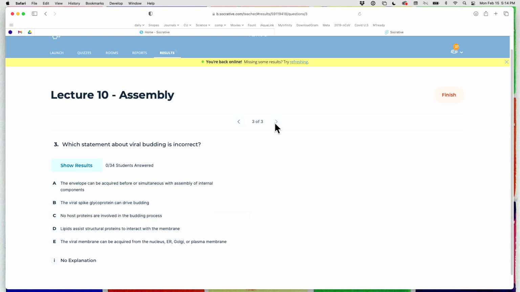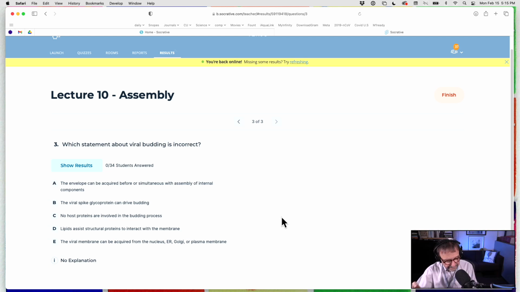All right, our last question is, which statement about viral budding is incorrect? A, the envelope can be acquired before or simultaneous with assembly of internal components. B, the viral spike glycoprotein can drive budding. C, no host proteins are involved in the budding process. D, lipids assist structural proteins to interact with the membrane. E, the viral membrane can be acquired from the nucleus, ER, Golgi or plasma membrane.